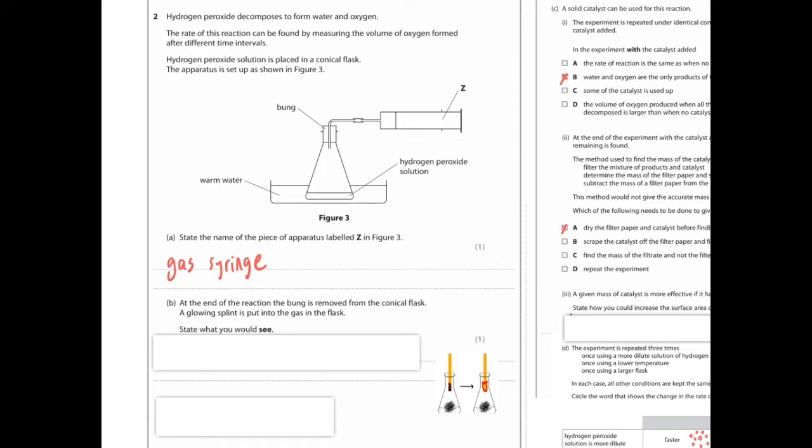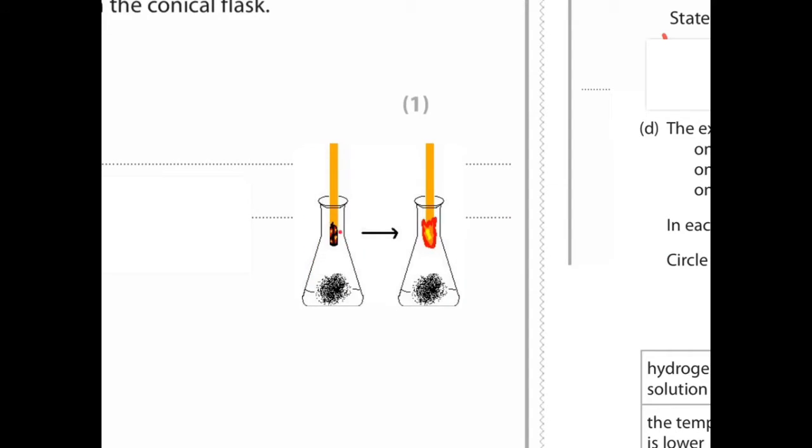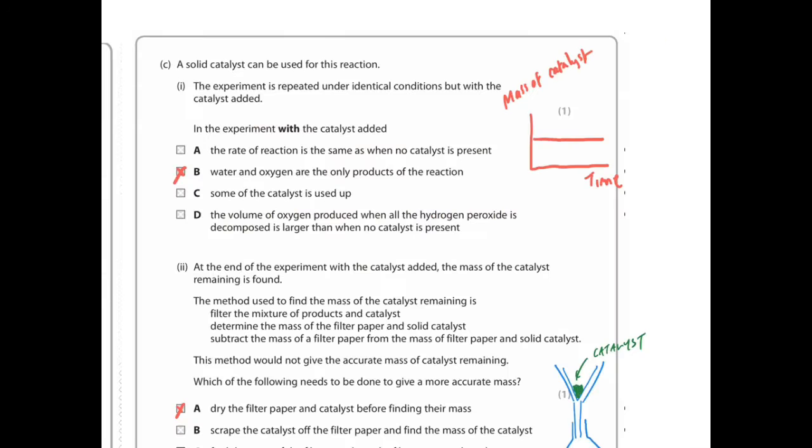But if you're familiar with your chemical tests or tests we use to identify various gases, you'll know the glowing splint is used to detect oxygen. So when you put a glowing splint in oxygen, it relights. And this is what you would see. A glowing splint relights.